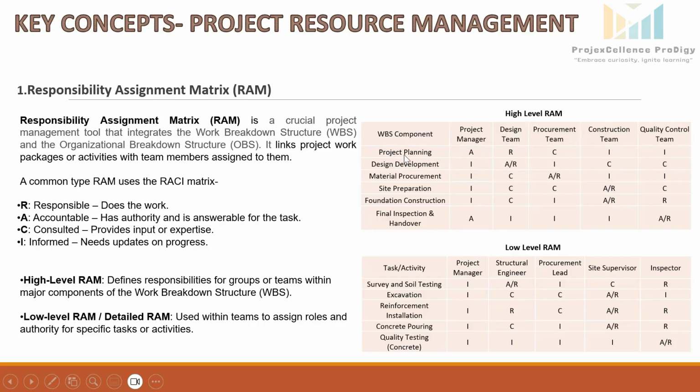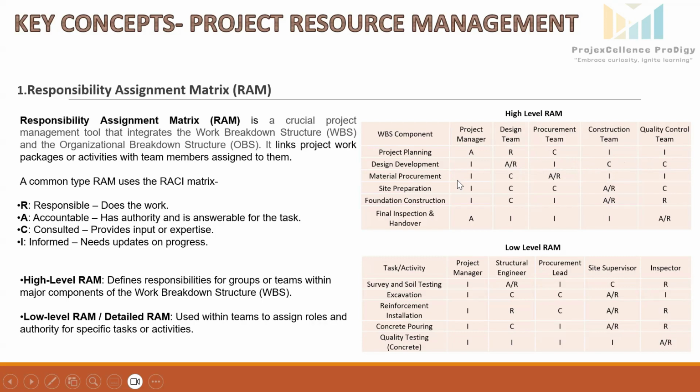If we see the WBS component project planning here, the project manager is accountable while the design team is responsible for technical planning. Procurement, construction, and quality control teams are either consulted or informed. Similarly, for design development, the design team is accountable and responsible, takes full ownership of this phase, while the procurement, construction, and quality control provide the inputs or are informed.